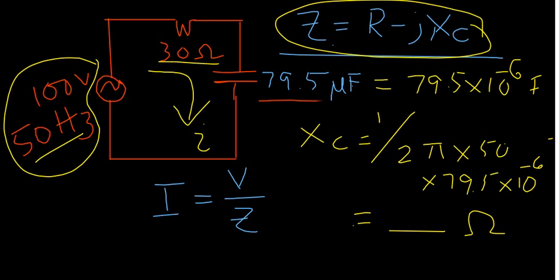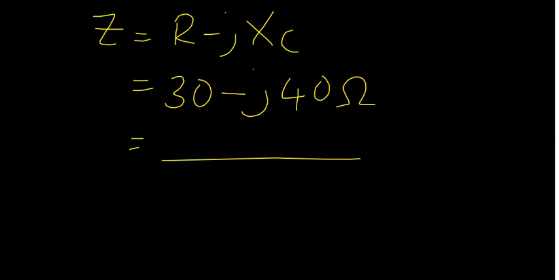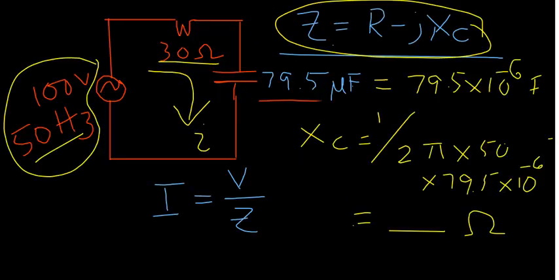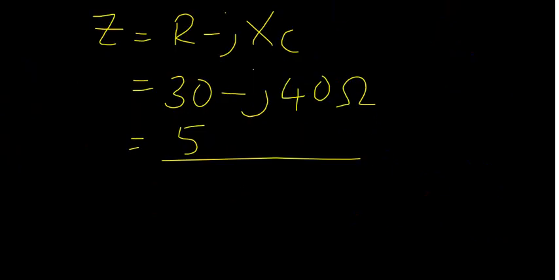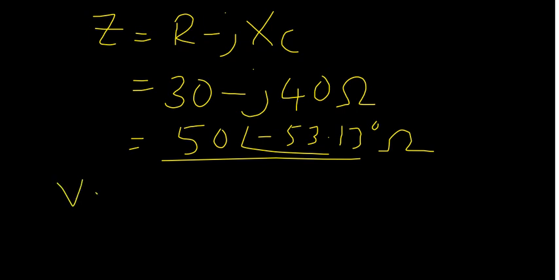Now you can see here, once you calculate the value of XC, I will come to the next. This is 50, what was that value, let me see it. Yeah, this is 50 at an angle minus 53.13 ohm. This is the value of Z. Okay, please check this answer. Then your V is given by 100 volt at an angle 0. So you have 100 at an angle 0 degree.